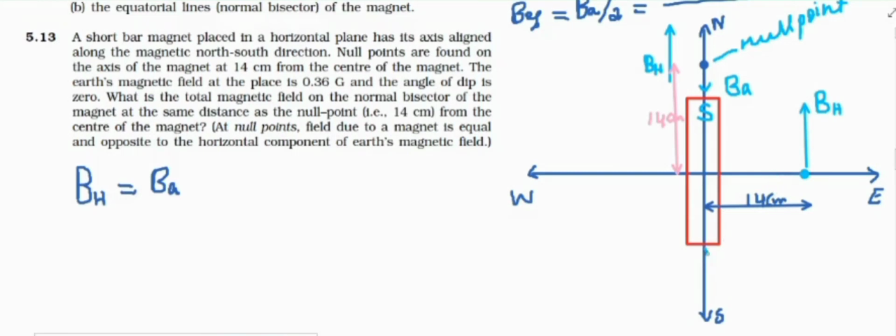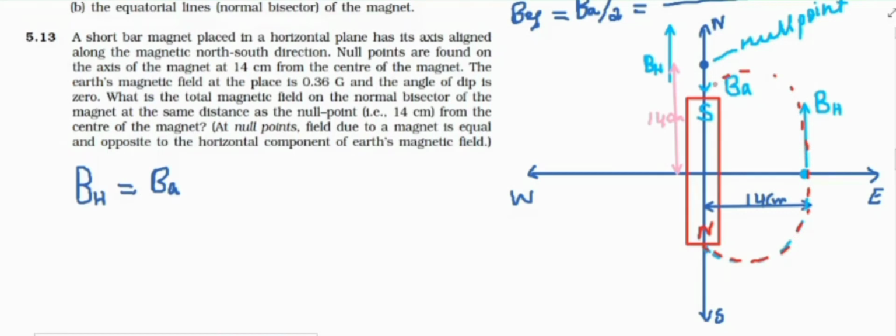Earth magnetic field we know. BH is towards north. And what about the direction of the magnetic field produced by the bar magnet? The bar magnet's field is like this, from north pole to south pole. This is the north pole of the magnet. It will go from north pole to south pole like this.